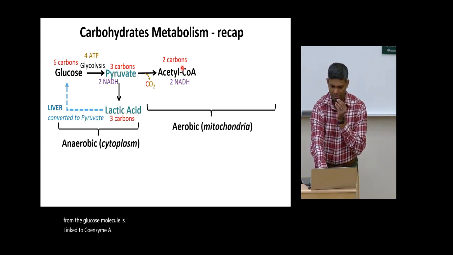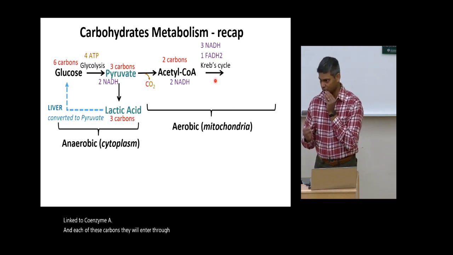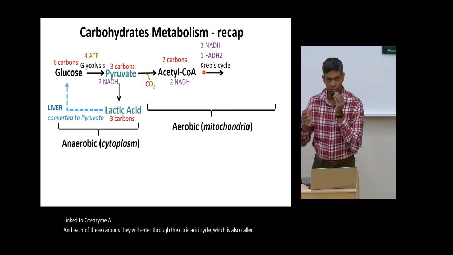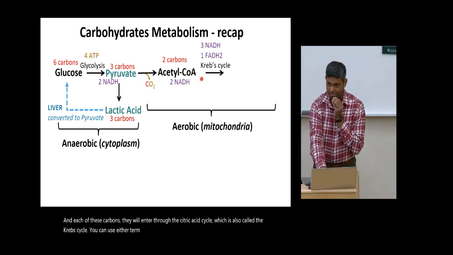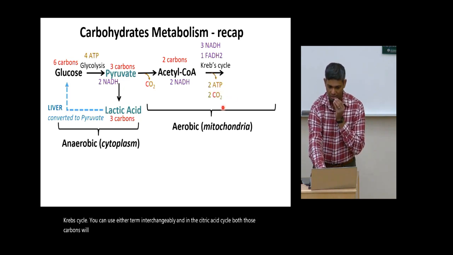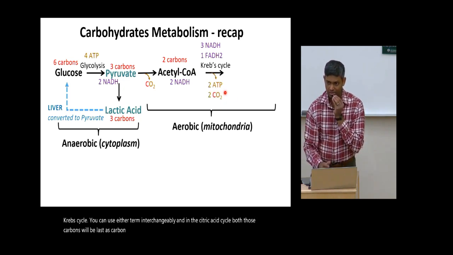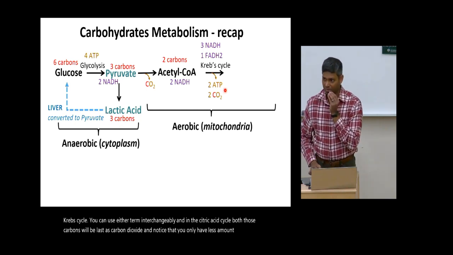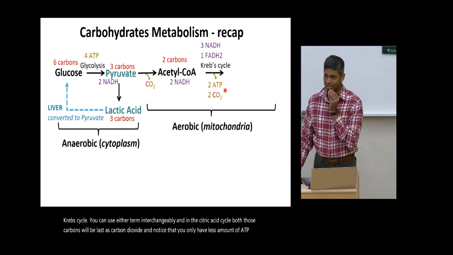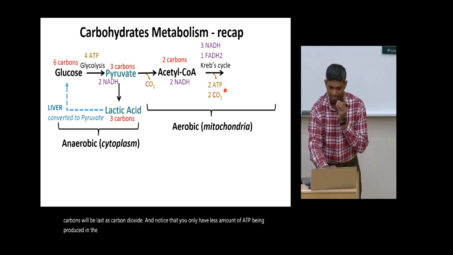And each of these carbons will enter through the citric acid cycle, which is also called the Krebs cycle. You can use either term interchangeably. And in the citric acid cycle, both those carbons will be lost as carbon dioxide. And notice that only a small amount of ATP is produced in the citric acid cycle as well.